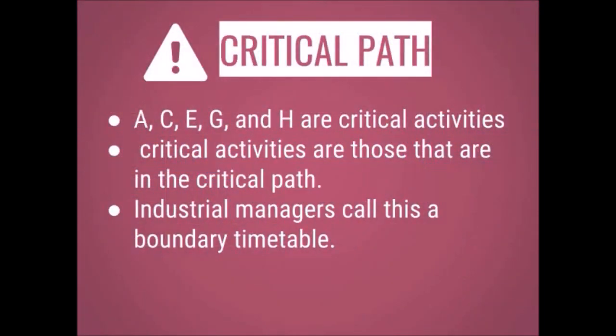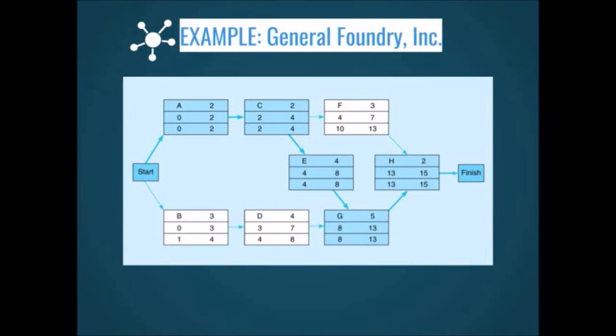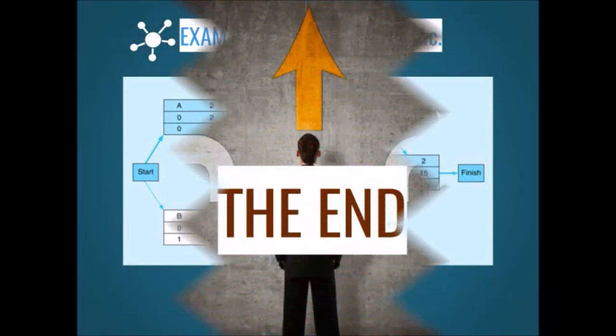Based on the results, A, C, E, G, and H are critical activities. Again, critical activities are those that are in the critical path. Moreover, industrial managers call this a boundary timetable. So in the image, we get a better visualization of the activities in the critical path, meaning a delay in activities A, C, E, G, or H may cause the whole project completion to delay. Thus, managers should make sure that activities on these paths are done quickly and to be on schedule.